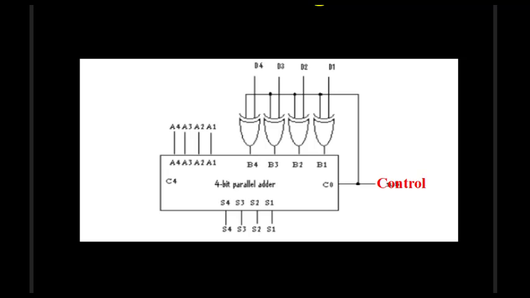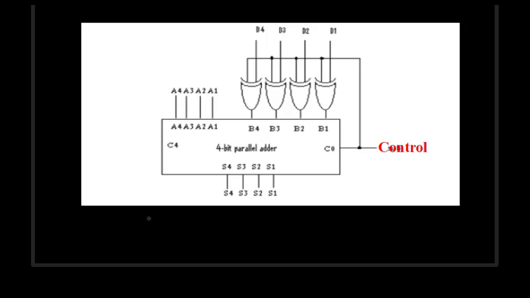Now what is the use of this control pin? We will see that this particular circuit can act as an adder as well as a subtractor, and this control pin decides whether the circuit will act as an adder or a subtractor. When this control pin is 0, the circuit acts as an adder.